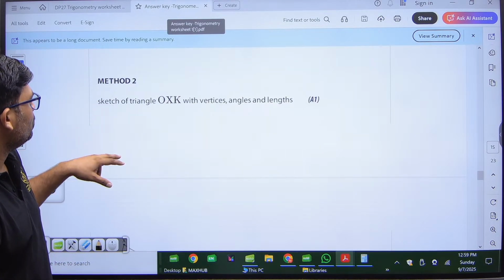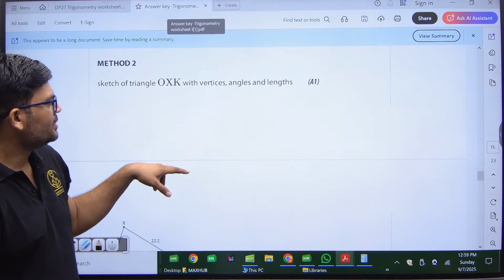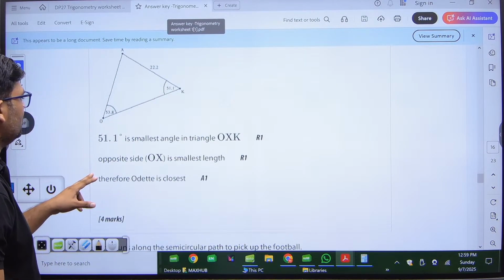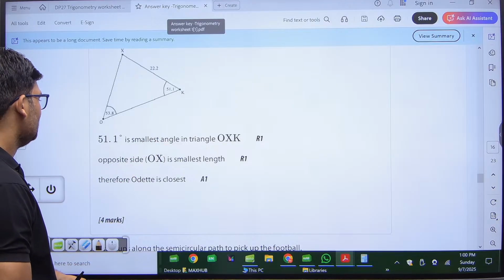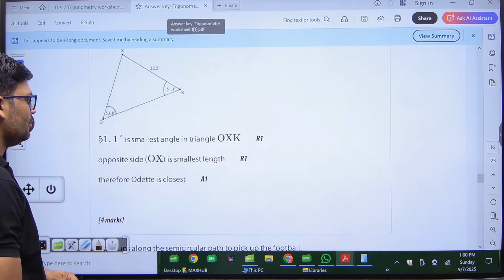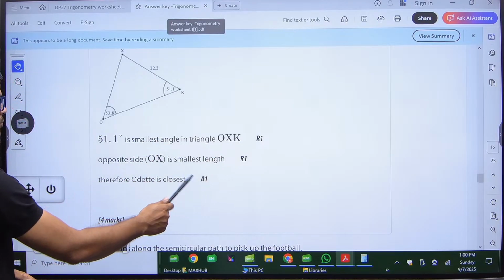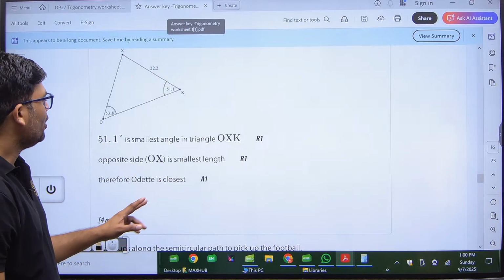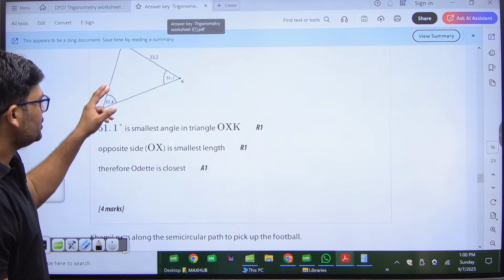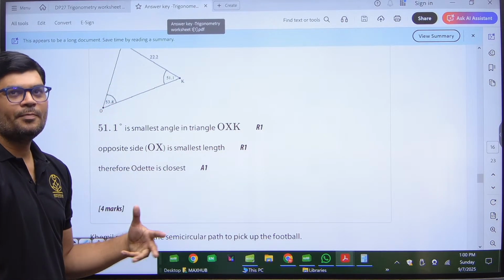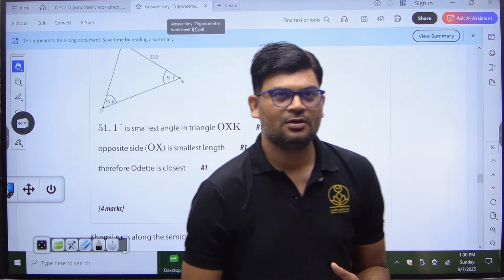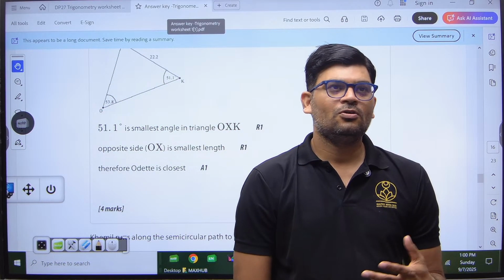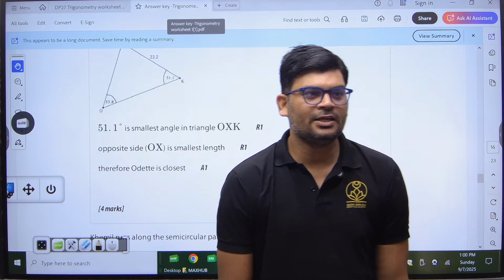So if you have less time, you can do this as well. Okay, method 2. Sketch the triangle with the vertices, angles and lengths. So you can say 51.1 is the smallest angle, opposite side. So reasoning 1, reasoning 2 and award 1 for this. So this is another approach. Do you know about triangle inequality, Srimoi? No? Akriti, do you know what triangle inequality is?